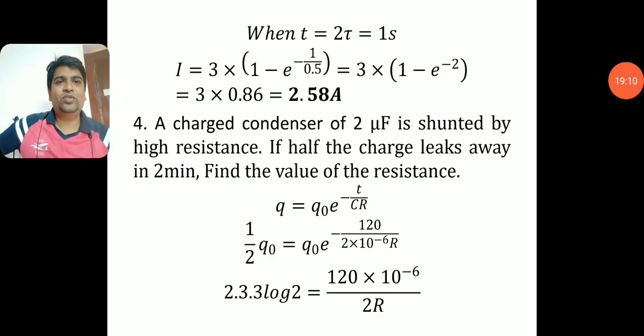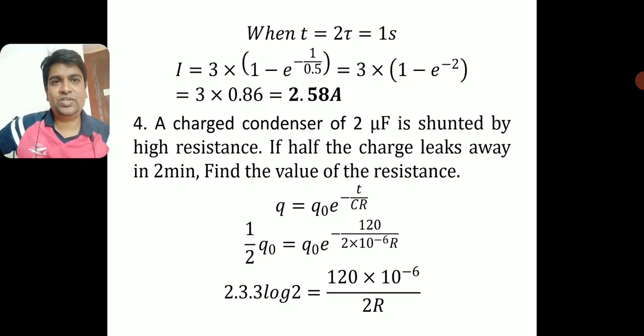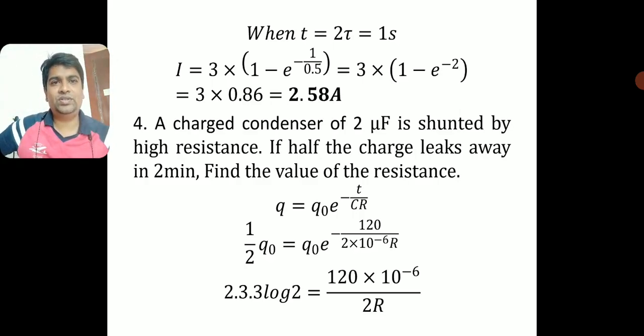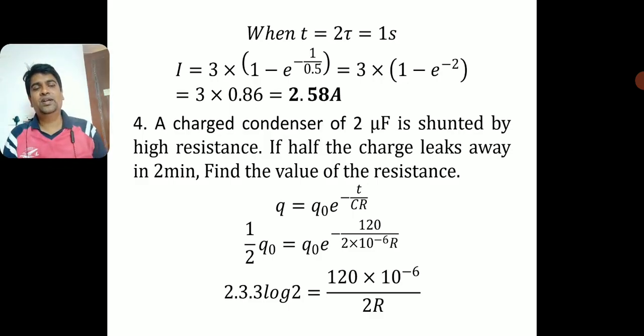Next problem is the fourth problem. A charged condenser of 2 microfarad is shunted by a high resistance. If half the charge leaks away in 2 minutes, find the value of resistance. Now it is a very clear CR circuit. We have a capacitor with a high resistor. They are clearly stating that half of the charge leaks away in 2 minutes, which means it is a discharging. It's a very clear discharging in a CR circuit.